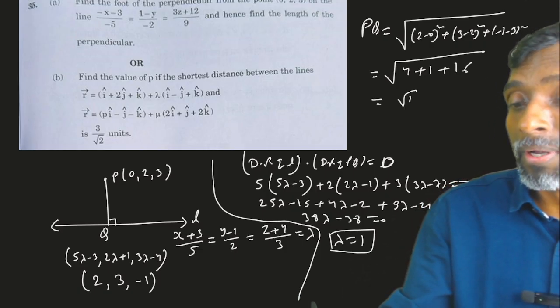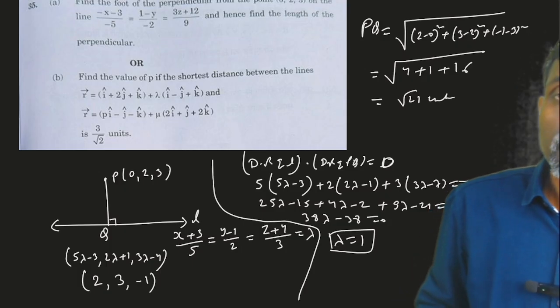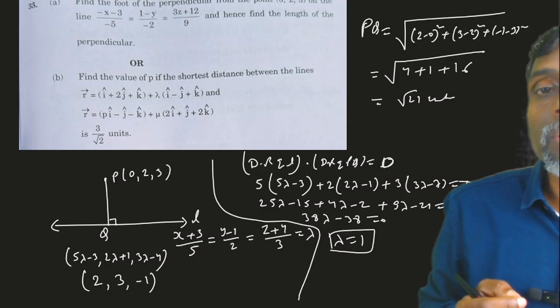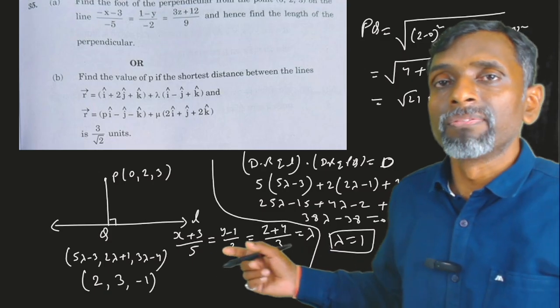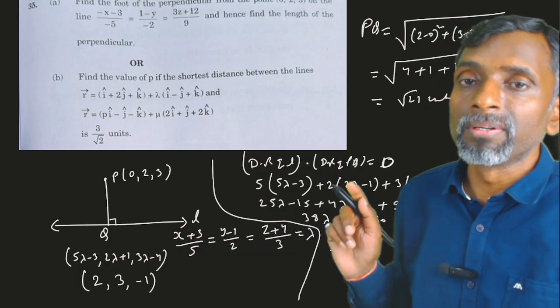Yes, root 21 units. This is the distance. Right? So it is again the simple question. The important thing in this question is to write the equation in the standard form. If you did not write the standard form, your direction ratio will be definitely wrong.